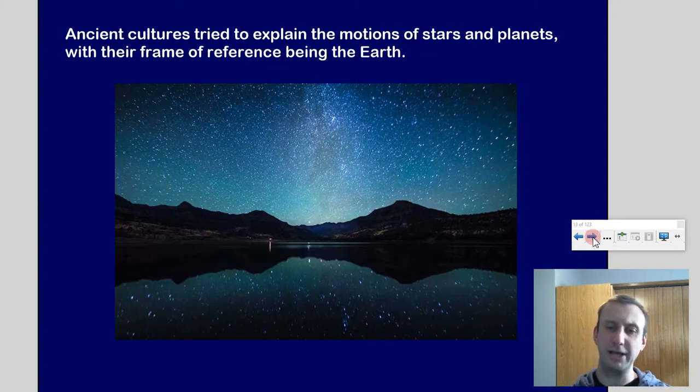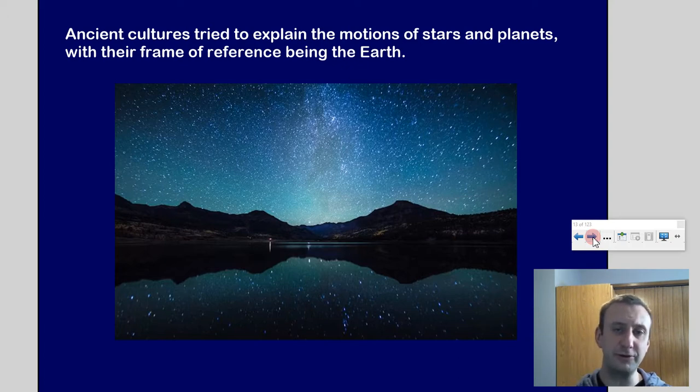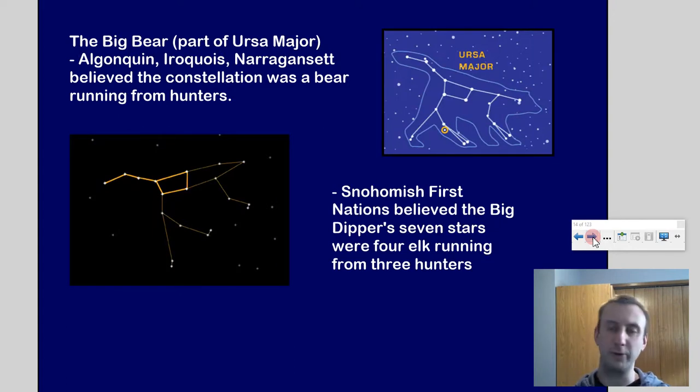Okay, so let's talk a little bit about our understanding and how it's changed of the universe and solar system and celestial bodies in the night sky. So ancient cultures tried to explain the motions of stars and planets with their frame of reference being the Earth, and they explained it in different ways, and we can find value in these explanations. Now we have a better scientific understanding, but that doesn't mean that these understandings aren't neat to learn about. By the way, for this, you don't have to know the specific understandings. You just have to know that our understanding of the universe has changed over time as our instruments have gotten better, as our scientific method has gotten better, that sort of thing.